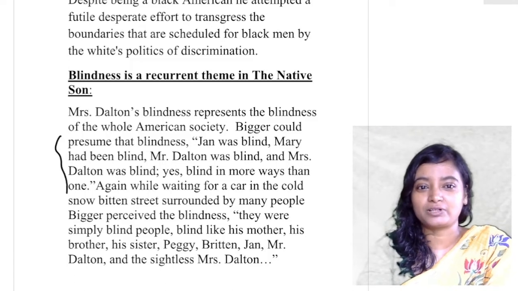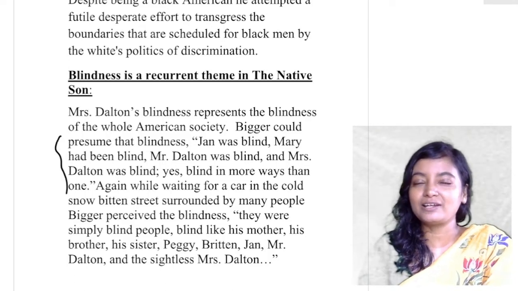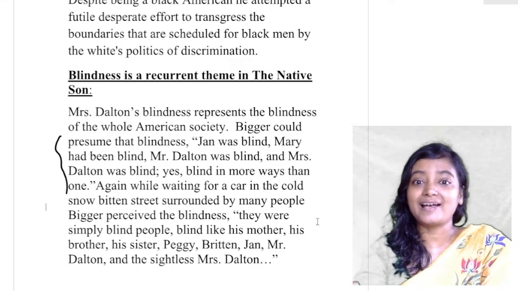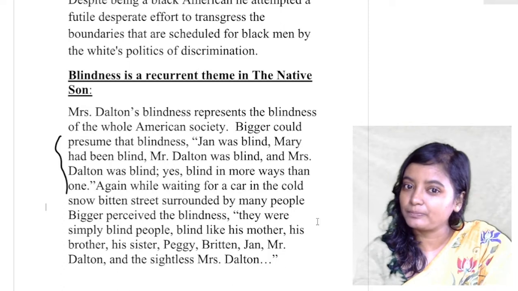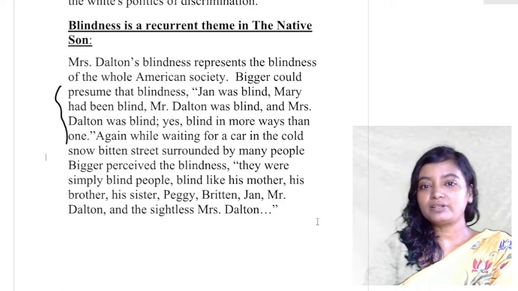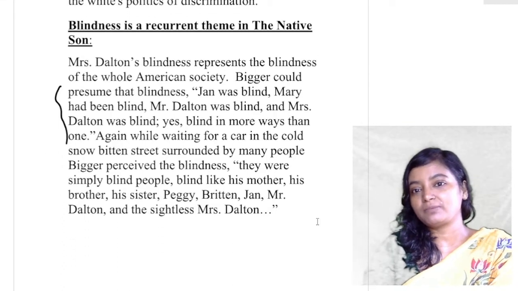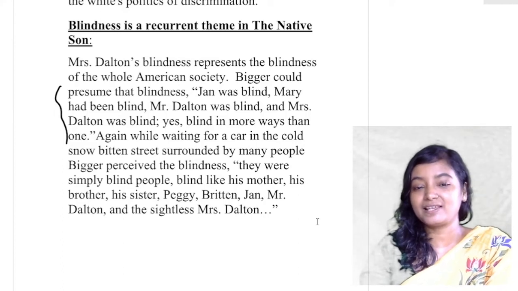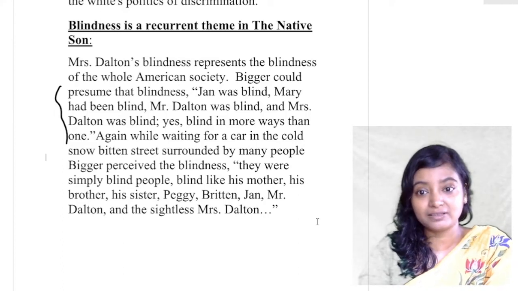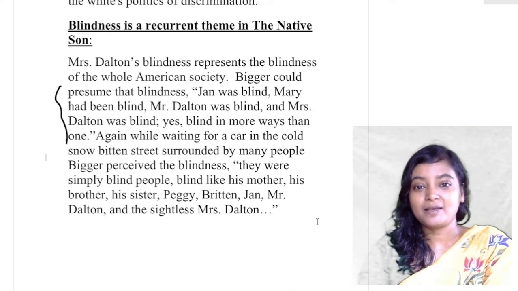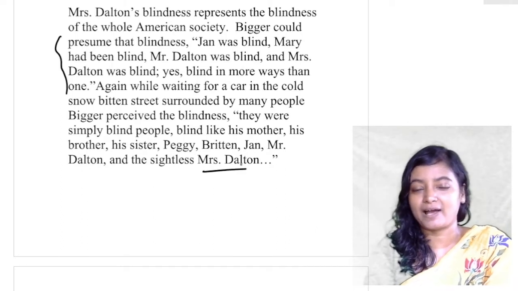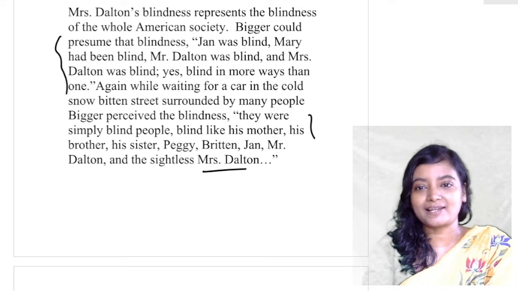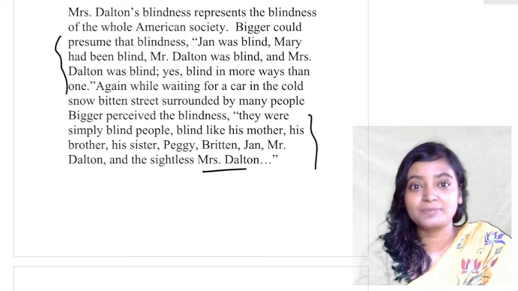So that is very important. Everyone is blind in this society. They are not seeing the actual reality. They are not focusing on the actual problem. Again, while waiting for a car in the cold, snow-beaten streets surrounded by many people, Bigger perceived the blindness. They are simply blind people, blind like his mother, his brother, his sister, Peggy, Britton, Jan, Mr. Dalton, and sightless Mrs. Dalton. So Mrs. Dalton is really blind, but all the other characters are blind too. The society is blind actually.